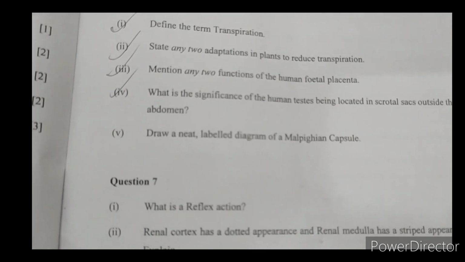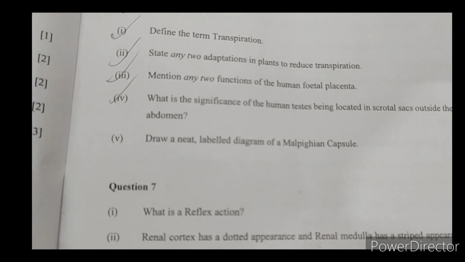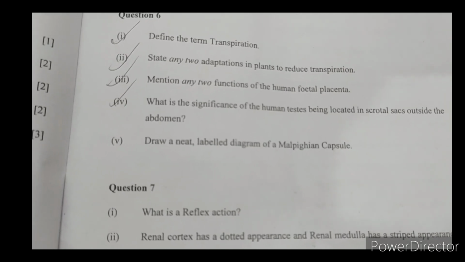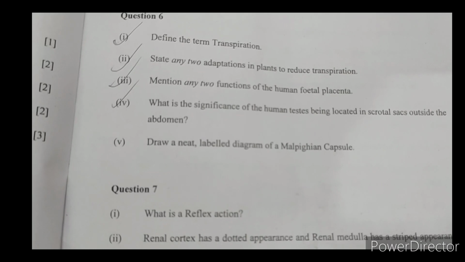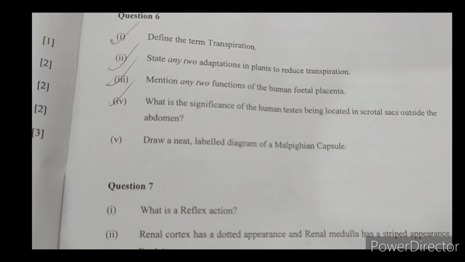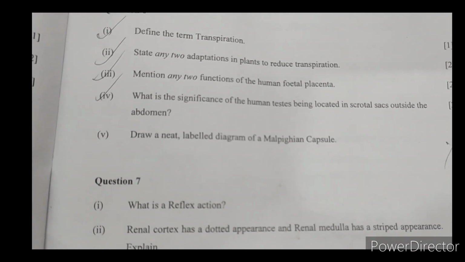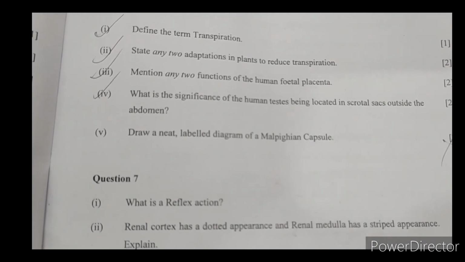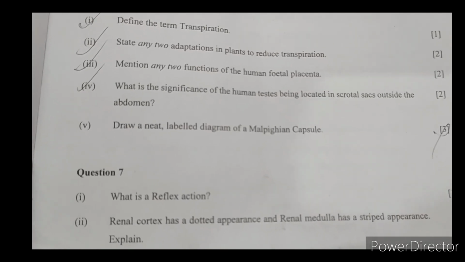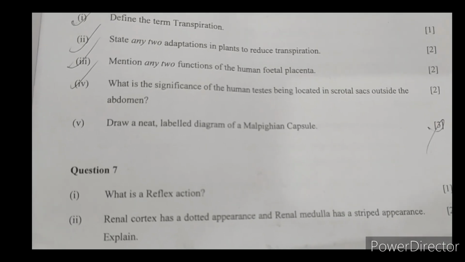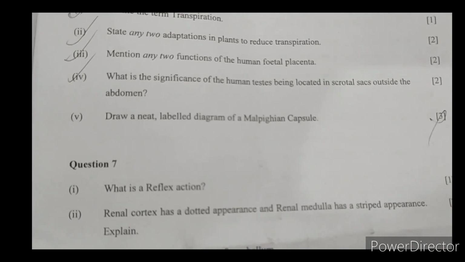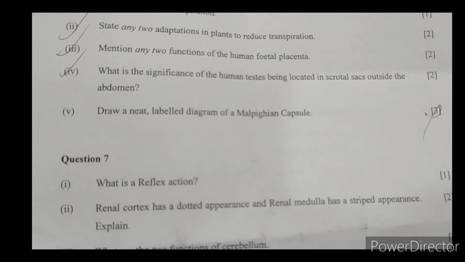Mention any 2 functions of human fetal placenta. Firstly, it is a nutritive organ. It provides nourishment to the fetus from the mother's body, transfers the nutrition, and second, it also serves as respiratory exchange between fetus and mother. The significance of human testis located outside the abdomen in scrotal sacs is that human sperms require 2 to 3 degrees less temperature for maturing. Body temperature is high, especially in summers. So they are located outside the body cavity in a skinny fold, that is scrotal sacs.